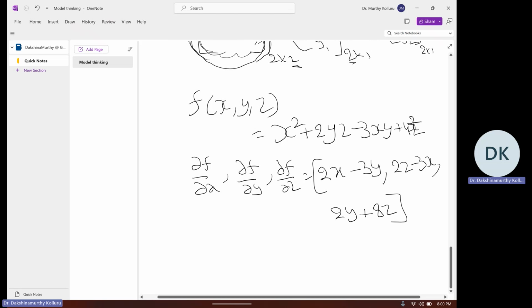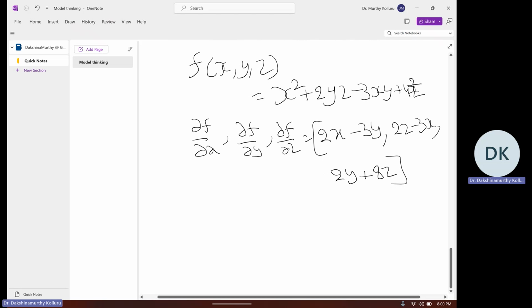And the solution essentially, again: 2x minus 3y is equal to 0, 2z minus 3x is equal to 0, 2y plus 8z is equal to 0. This is three equations and three unknowns. So it's a straightforward mathematical thing. I just have to substitute.